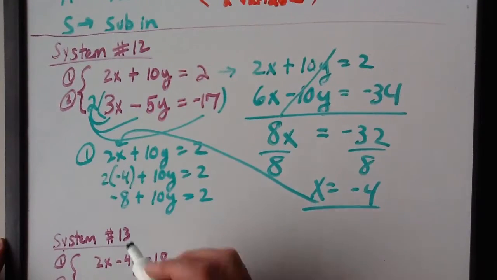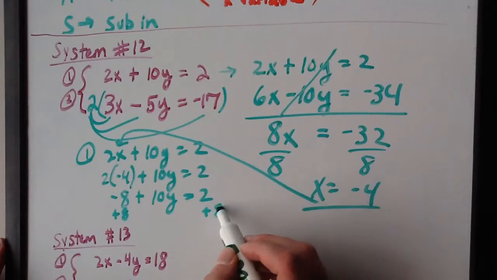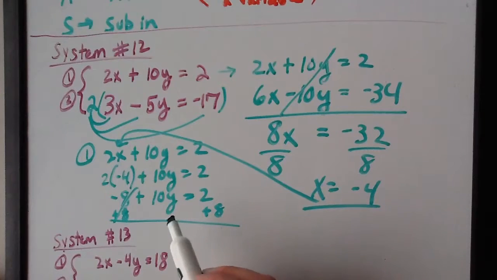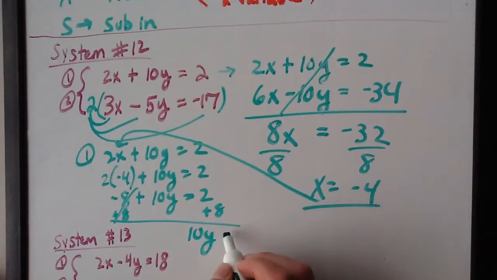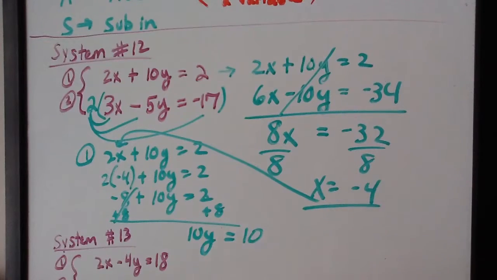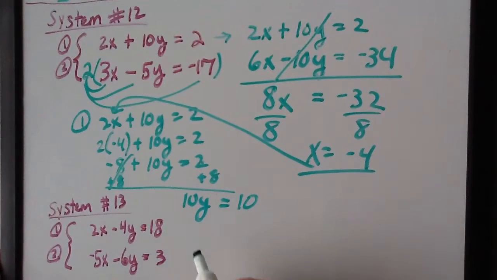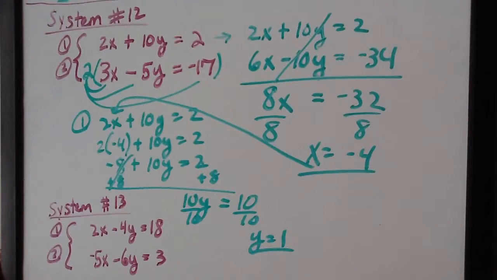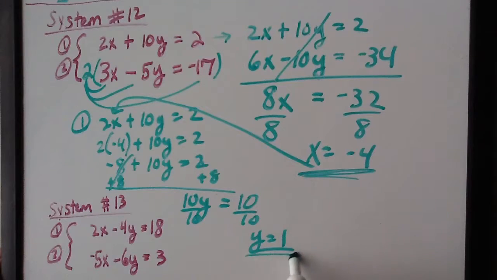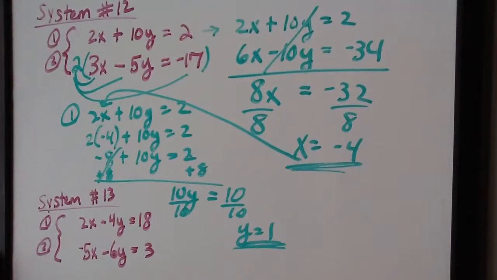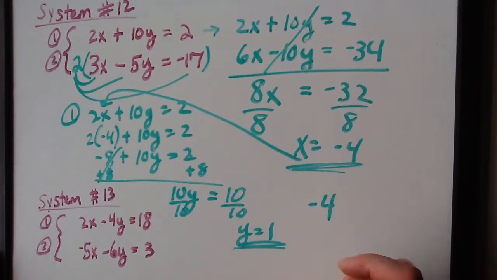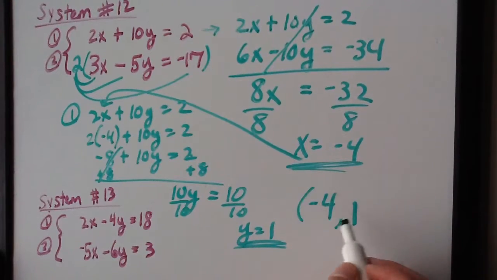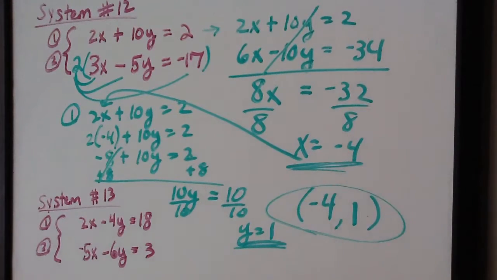I got to get y by itself, so I add 8 to both sides, so that those 8s cancel. Negative 8 plus 8 cancels. So on the left side of the equation, all I have is 10y, and on the right side I have 2 plus 8, that's 10. So 10y equals 10. How do you solve for y? Well, you divide by the coefficient. You divide by 10 to get y equals 1. So what's your solution? If you know x is this and y is this, what is your x-y coordinate pair that satisfies the system? It's negative 4, that's my x-coordinate, and 1 is my y-coordinate. Negative 4, 1 is the solution to the system.